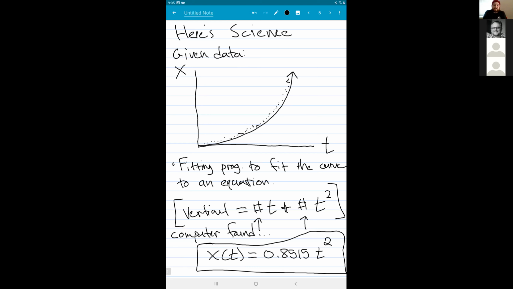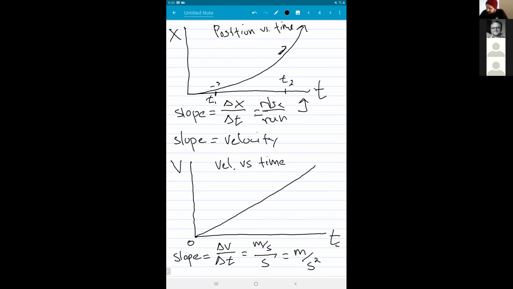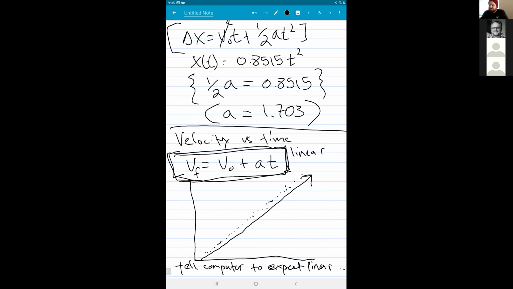And the number that it was changing was this 0.8515 thing. It was just changing that around a whole bunch until it got a really good fit, and then it stopped and spat that number out, and we're like, oh, cool. That must be of the form delta x equals v naught t plus 1/2 a t squared. And so that must mean that 1/2 a is 0.8515. And that's how science is done, essentially.